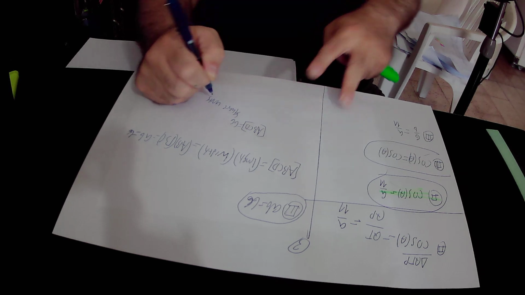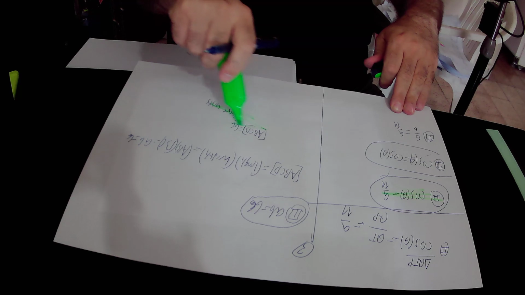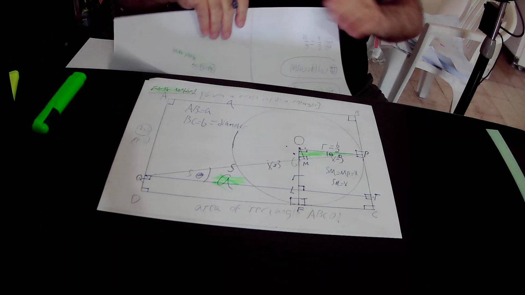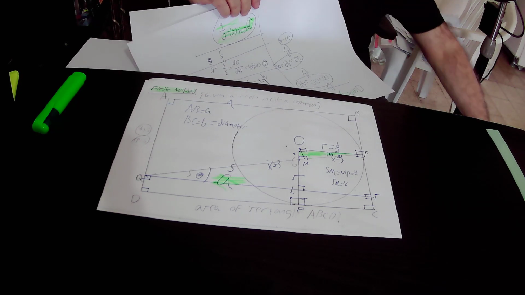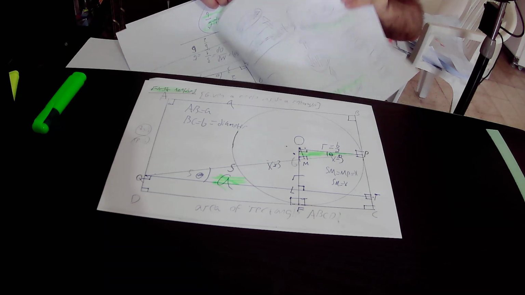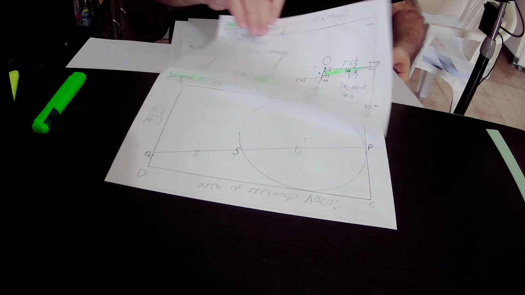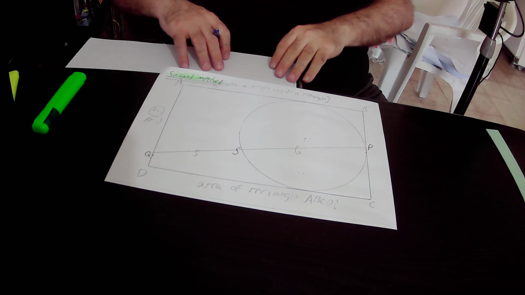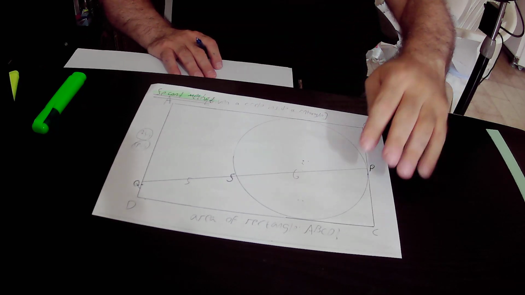Okay, so we finished with the first method. In the next step, I present to you the second method. In the second method, we define the center of the circle as O.